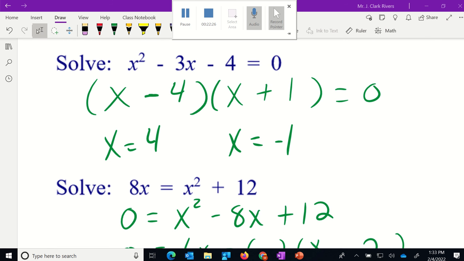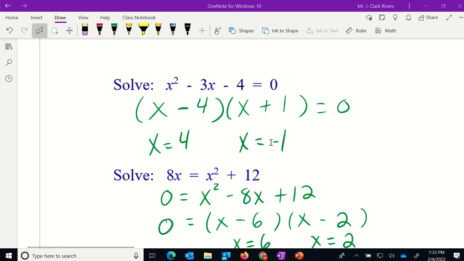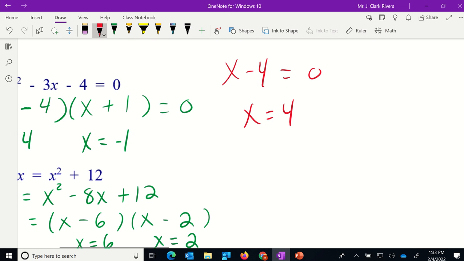All right, let's talk about the first 2 here. The first one here, you should get x minus 4 times x plus 1 equals 0. So x equals 4 and x equals negative 1. Just, hey, fair warning, when you get to future math classes, I think your teachers want to see this. X minus 4 equals 0, therefore x equals 4. And x plus 1 equals 0, therefore x equals negative 1. Now, in my other classes, we've had questions about extraneous solutions.